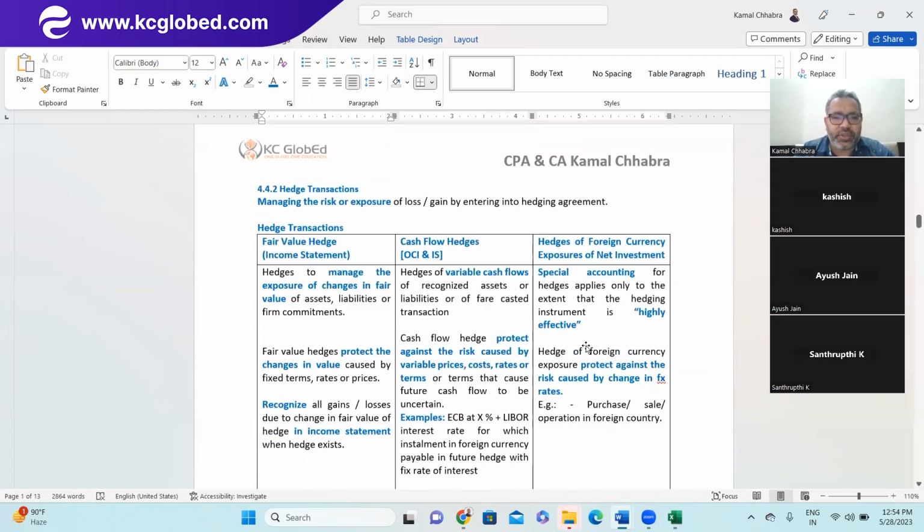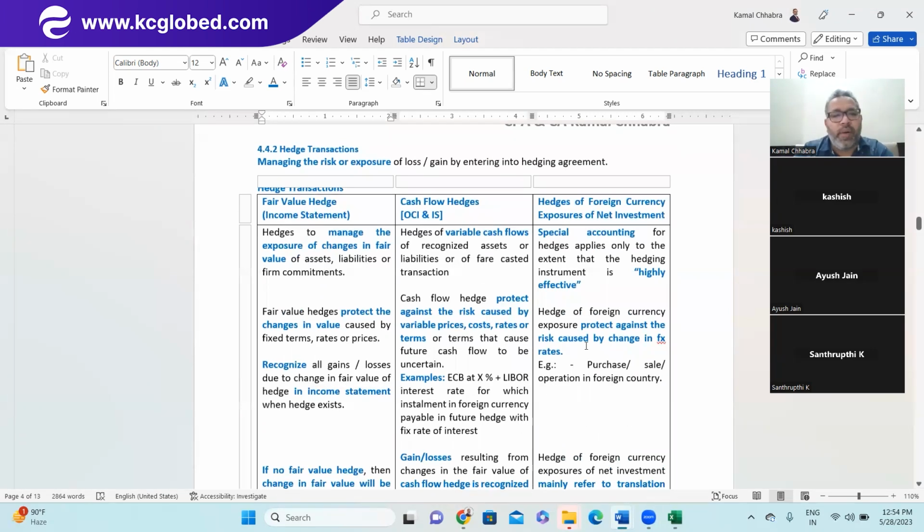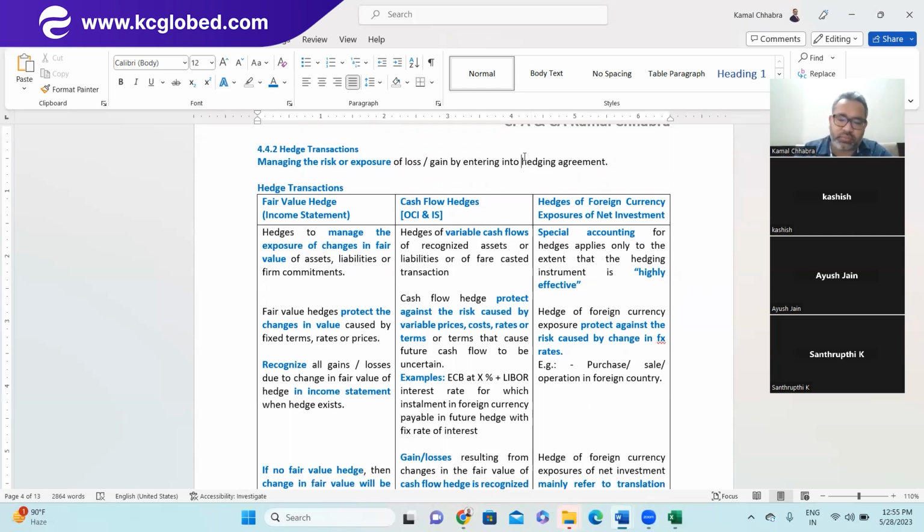Hedge transaction, which is 4.4.2 hedge transaction, right? So here we'll be understanding why we do hedging. Any idea why we do hedging? What is hedging all about?